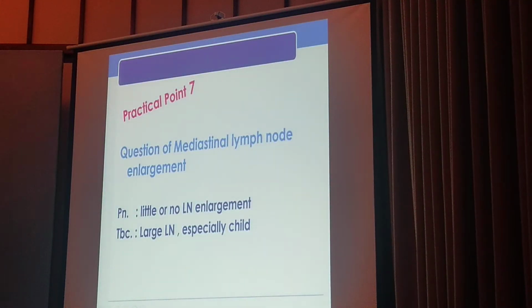So practical point 7: you can look for radiographic lymph node enlargement. Usually in pneumonia, lymph node enlargement is little or none. Sometimes active disease has lymph node enlargement, but in my opinion, there is no enlargement more than 1.5 centimeters in pneumonia. But in tuberculosis, especially in children, the lymph nodes are much more enlarged than in pneumonia, sometimes 2 or 3 centimeters.